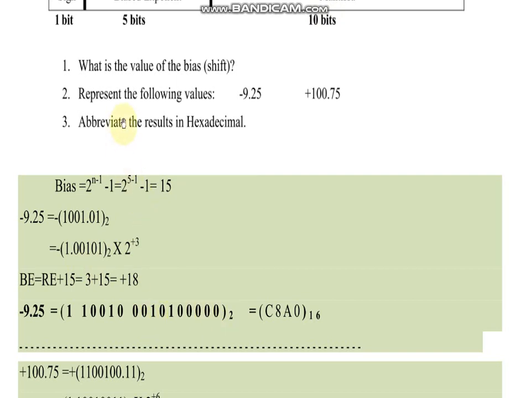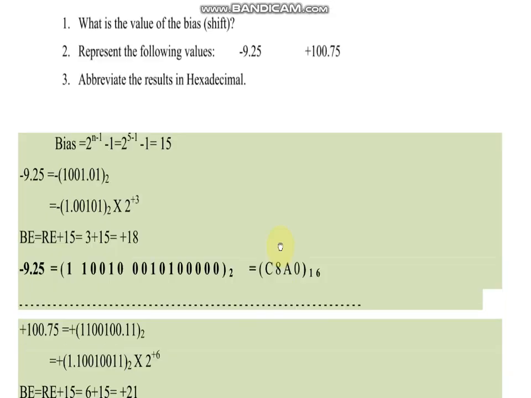Now abbreviate the result in hexadecimal. It's very simple. We group each 4 bits and we make the correspondence in hexadecimal. So 1100 is C, 1000 is 8, and 1010 is A, and 4 zeros is 0.